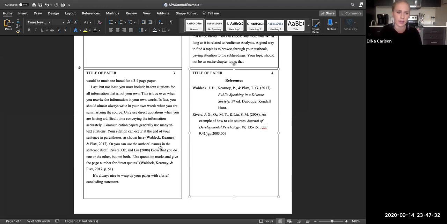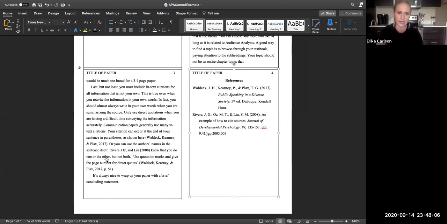The other style that you can use for in-text citation in APA format is to cite the authors at the beginning of the sentence. So you could say, according to Rivera, Oz, and Liu, and then the year published in parentheses. So you can see this is a little different. We don't have the author's names in parentheses, it's only the year published, because this is an alternate way to do an in-text citation in APA format. So Rivera, Oz, and Liu know that you do one or the other, but not both.